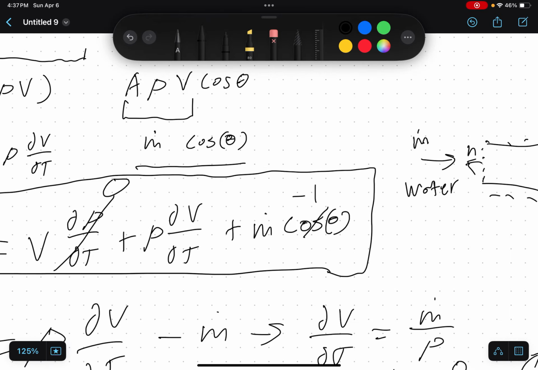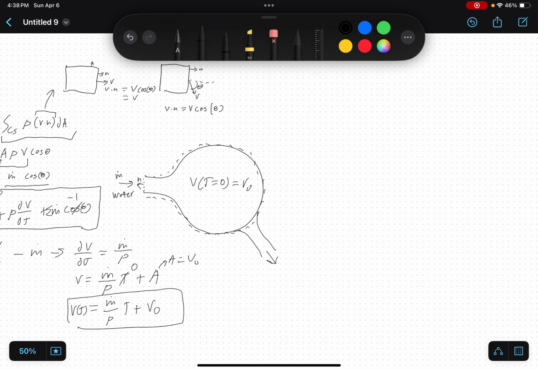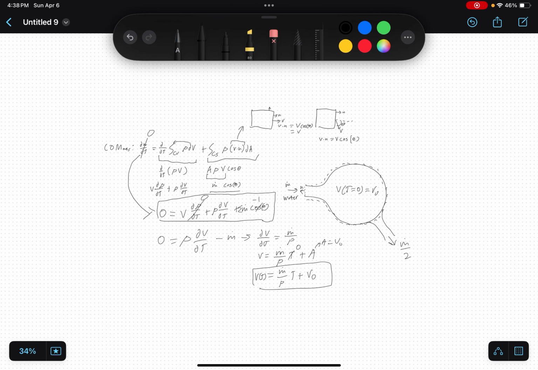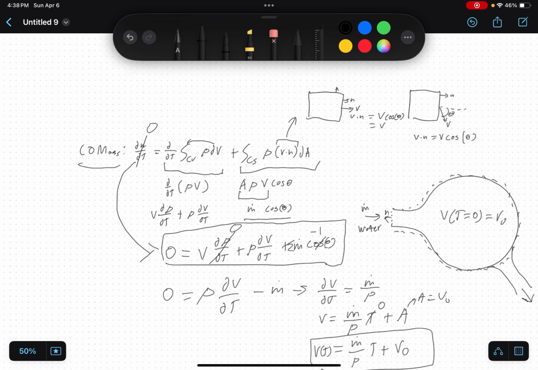Technically, this is a sum of m dot, because let's say the balloon had a second opening over here and some mass was leaving, say m dot over 2 mass was leaving, then you'd have to account for that also. But yeah, that's the first equation, conservation of mass.